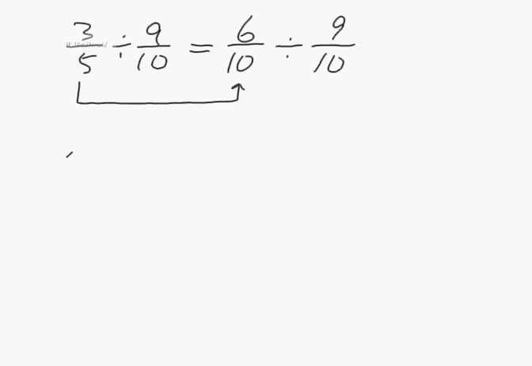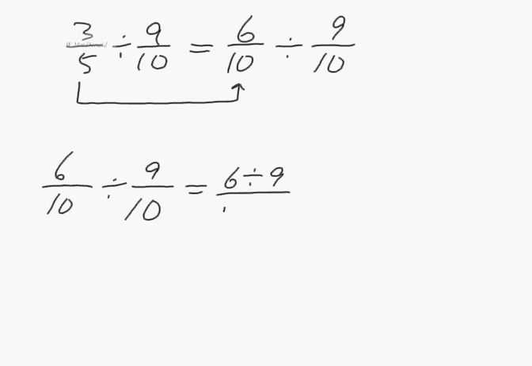If I have a division of two fractions, the algorithm is to simply divide the numerators, just like multiplying the numerators, and divide the denominators. So once I have my equivalent statement, I can divide the numerators to get 6 divided by 9. I can divide my denominators to get 10 divided by 10. But I'm not going to simplify the numerator yet. What I am going to do is simplify the denominator. And when I divide 10 by 10, I get 1.